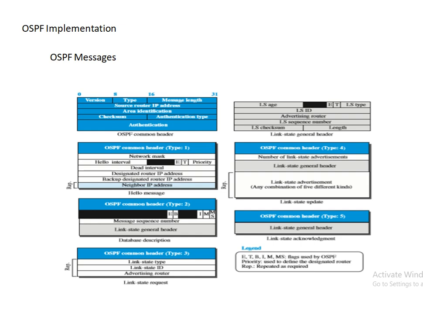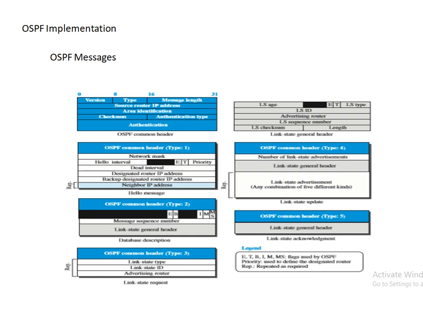Type 2 is the database description message. It is normally sent in response to the hello message to acquire a full link state database. The third one is the link state request message. It is sent by the router that needs information about a specific link state. Type 4 is the link state update message. It is the main OSPF message used for building the LSDB. And type 5 is the link state acknowledgement message. It is used to create reliability in OSPF.